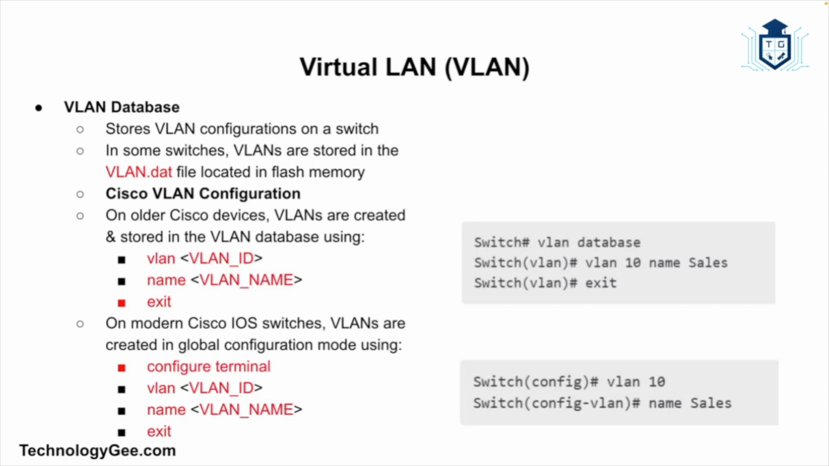On Cisco devices, VLANs are created and stored in the VLAN database using commands like the ones you see on your screen right here. However, modern Cisco IOS switches allow VLAN creation in global configuration mode, as you can see on your screen right down here.